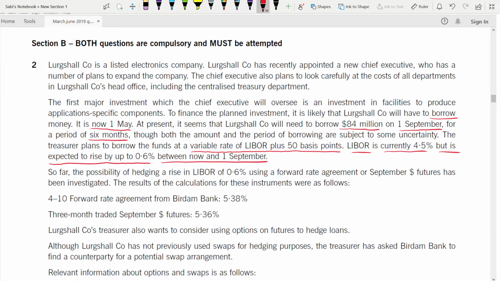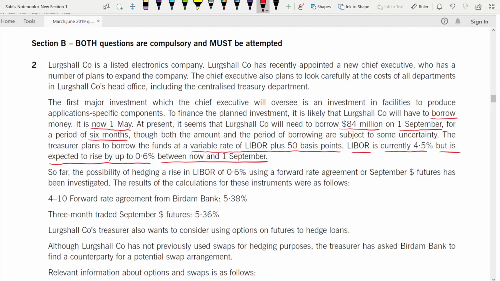Usually when you're practicing, you have practiced both increase and decrease, right? Here, don't do that. Just check clearly whether it is increase or decrease, or whether it's only increase or only decrease. Here they said only increase. So good thing is you only have to work on the increase part. So far, the possibility of hedging a rise in LIBOR of 0.6% using a forward rate agreement.